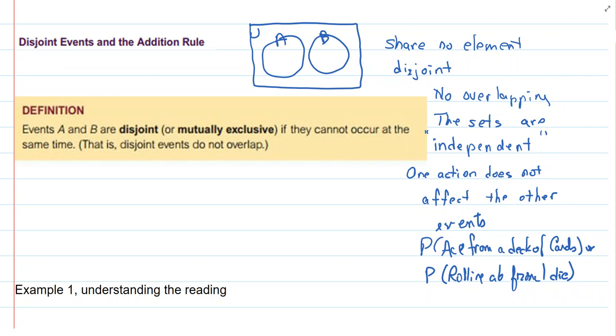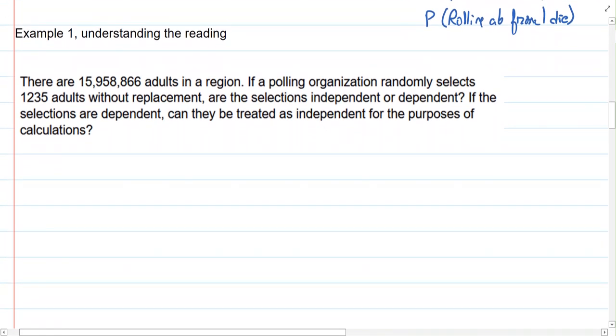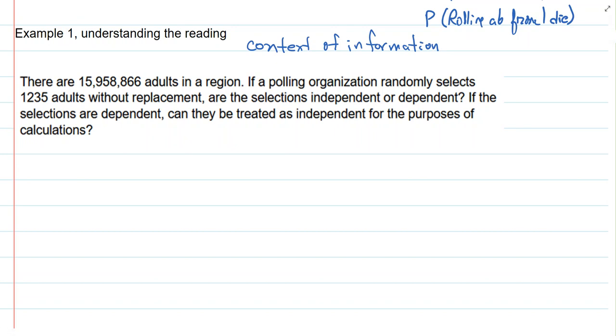All right, so let's get to some examples. One of the ones we're going to start with is understanding what I've given you as information. And so we're reading for context. And you're going to see a lot of numbers, and sometimes we don't use them all. So you have to be very careful in probability.